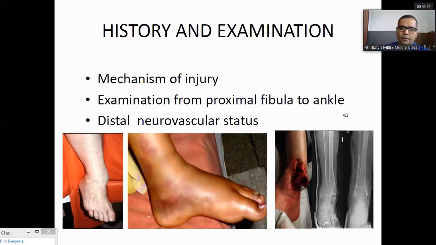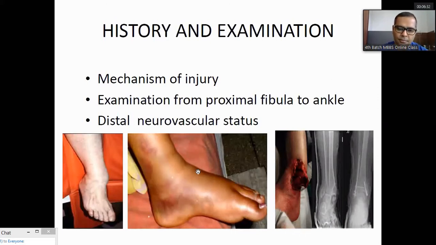While examining, we follow the protocol. In orthopedics, we follow look, feel, move. Look is like inspection, what we see on examining. Feel is palpation, the swelling, tenderness. We examine tenderness in the medial malleolus, lateral malleolus, the base of the fifth metatarsal, and the high ankle sprain area, the syndesmotic area. These are the areas where we palpate, and we should not forget the distal neurovascular examination.